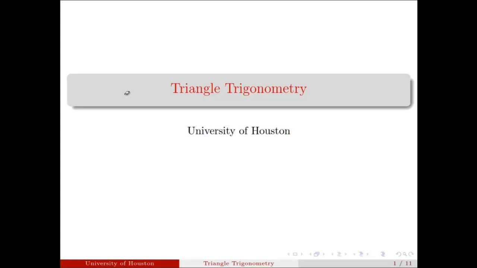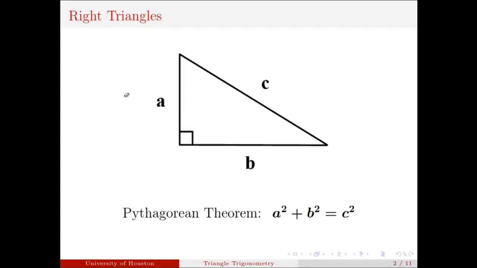In this video, we will review triangle trigonometry. The starting point of trigonometry is the study of right triangles. A right triangle is a triangle in which one of the angles is 90 degrees, also known as a right angle, and the other two angles are acute angles, which add up to 90 degrees.